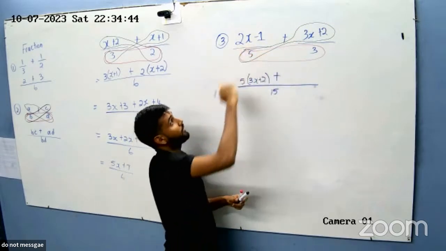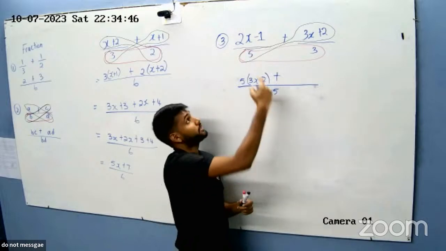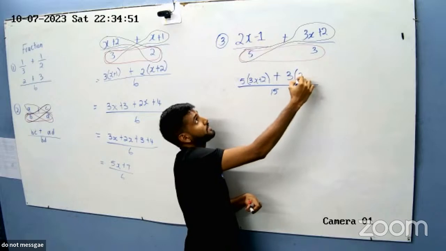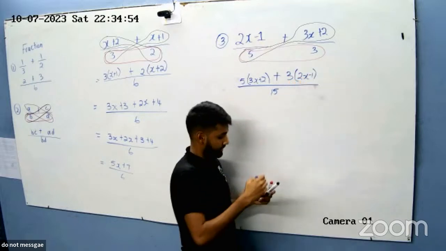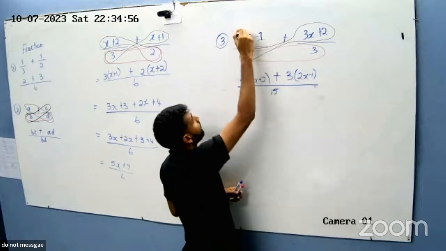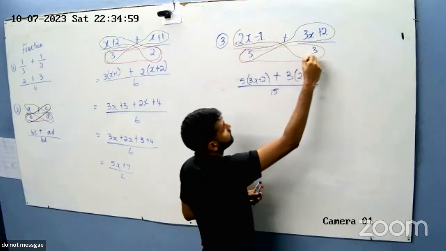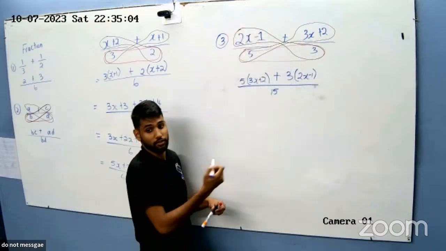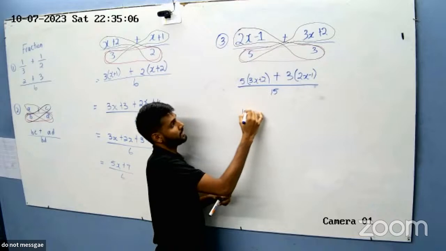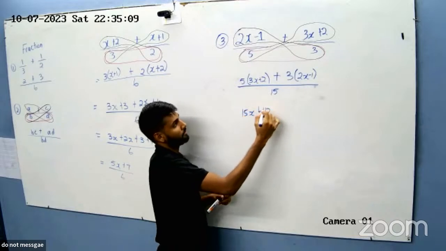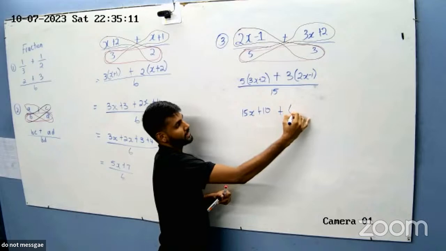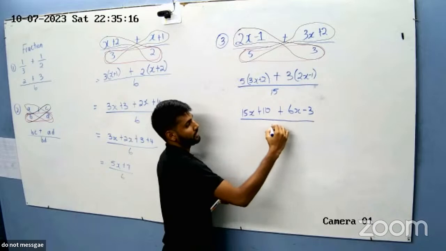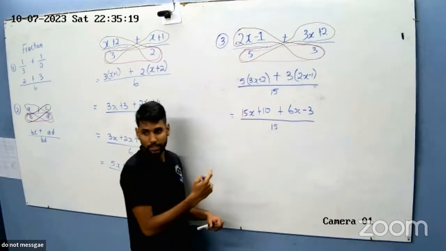And then what are we doing here? What is this value? Come here. 3. Right, now just expand it out. So we get 15x plus 10 plus 6x minus 3, all over 15, right? You'll get this, right?